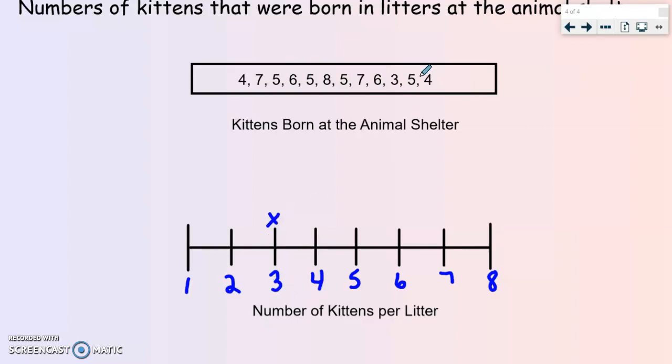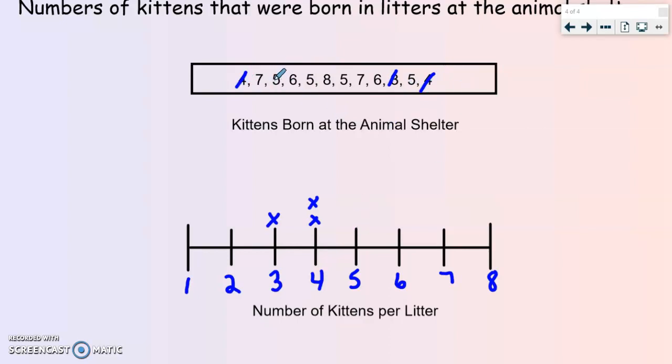And I actually like to do the same thing like before. So once I plot my data point, I like to cross it off. It just helps me keep track, and I know, okay, that's already been recorded on my line plot. And next we have 4. So I did have a couple of those. So 1 and 2. Okay, so 2 X's there. Cross those off. I think I'm good.